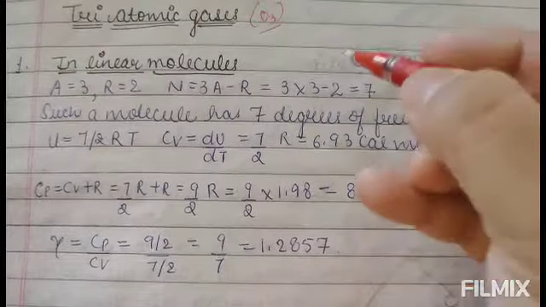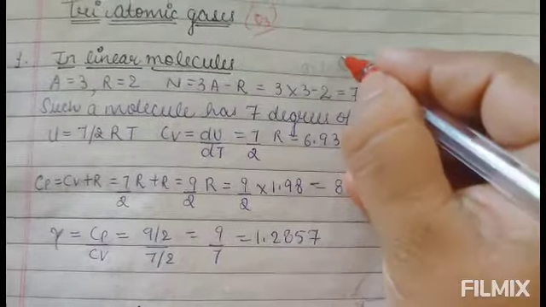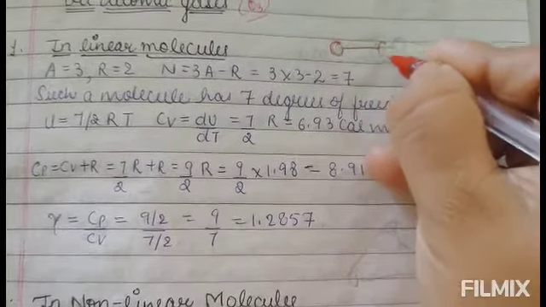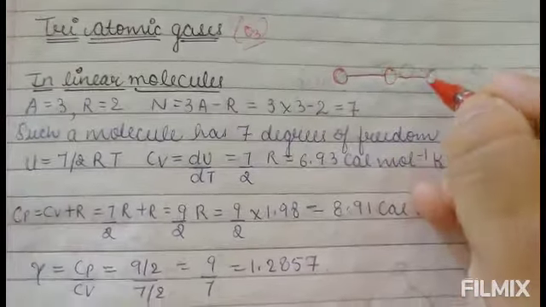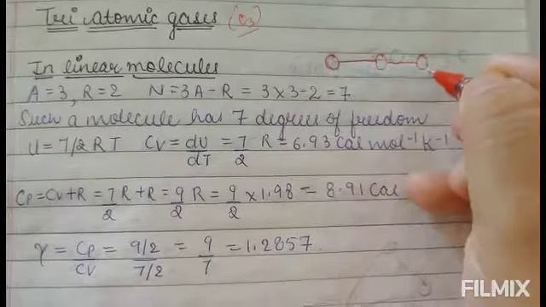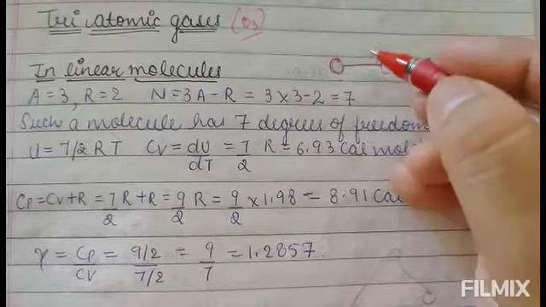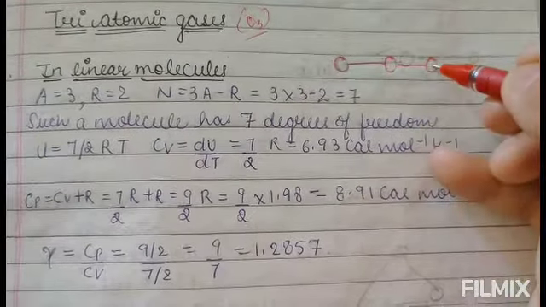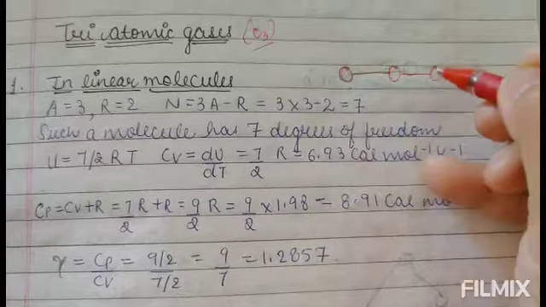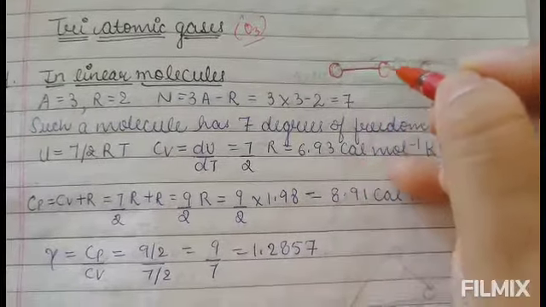Suppose the triatomic gases are arranged linearly. Linearly means that the three atoms are arranged in this way, in a line. In such a situation, what you will find? You will find that the number of atoms is 3 and the number of relations is 2, that is, this one and this one.